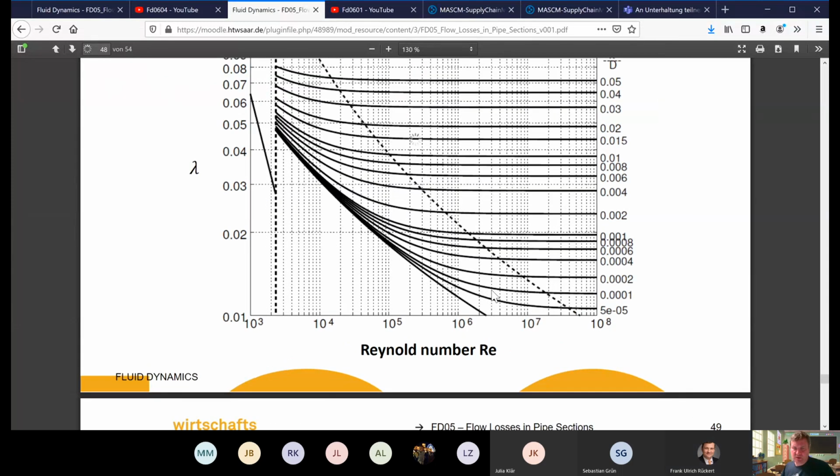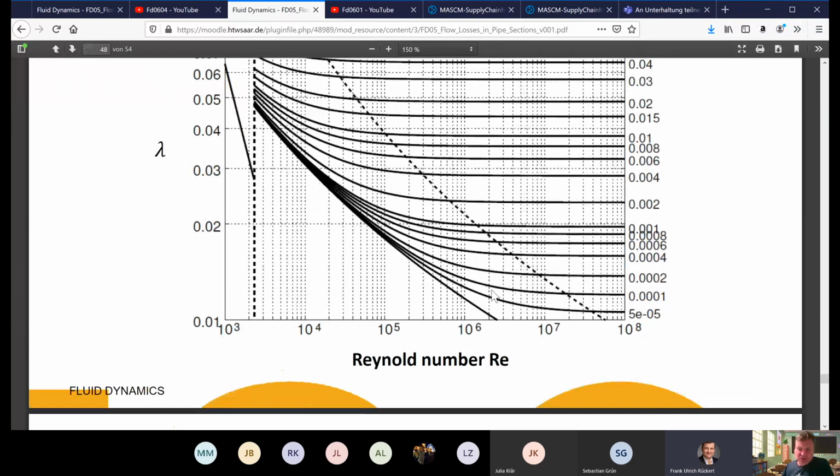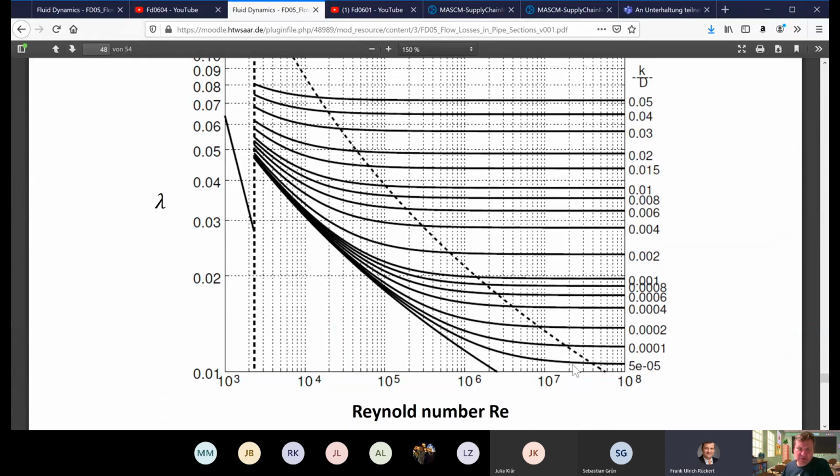And the Reynolds number was about here, in this area, highly turbulent. And so we have to take, let's say, a lambda value. Let's take a lambda value of 0.001. Might be a good value. No, it's a small value. Let's take 0.001.